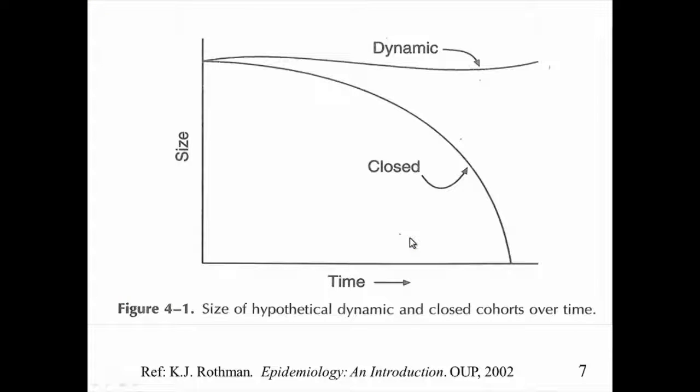So an important characteristic of these 2 different types of populations is that the closed population is defined at one point in time, right at the beginning, and then over time people will die, and eventually they'll all be dead. So a closed population tends towards 0, whereas a dynamic population can fluctuate in all sorts of ways, could fluctuate in a more dramatic way than this, but it doesn't necessarily trend towards 0.